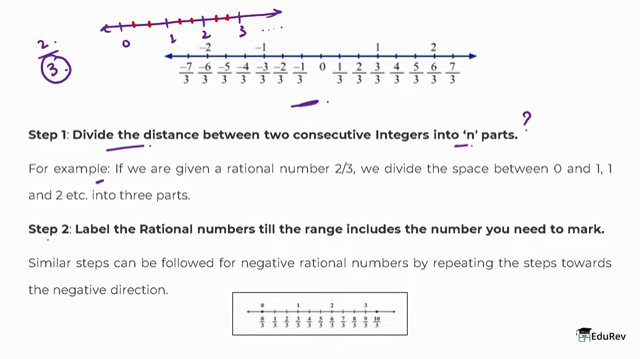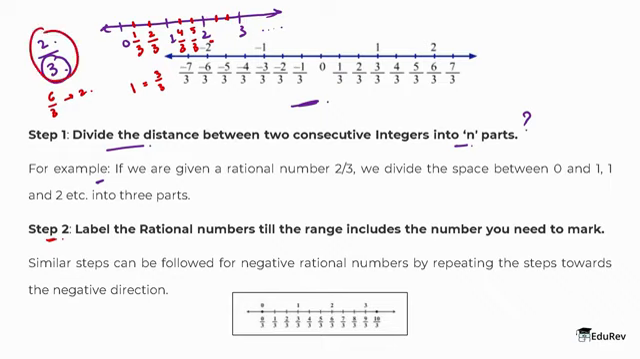Okay. Now step 2 tells me that I need to label the rational numbers till the range includes the numbers I need to mark. For example, I've divided this. Okay. So I'm going to label it. Now this is 0. So this has to be 1 by 3. This has to be 2 by 3. Now this has to be 3 by 3. But we know 3 by 3 is nothing but 1. So I've written 1. Then this will be 4 by 3. Similarly, this will be 5 by 3. Now next is going to be 6 by 3. But we know that 6 by 3 is nothing but 2. So we have written 2 here. Okay. So similarly, I'm going to name all the points which I have made.